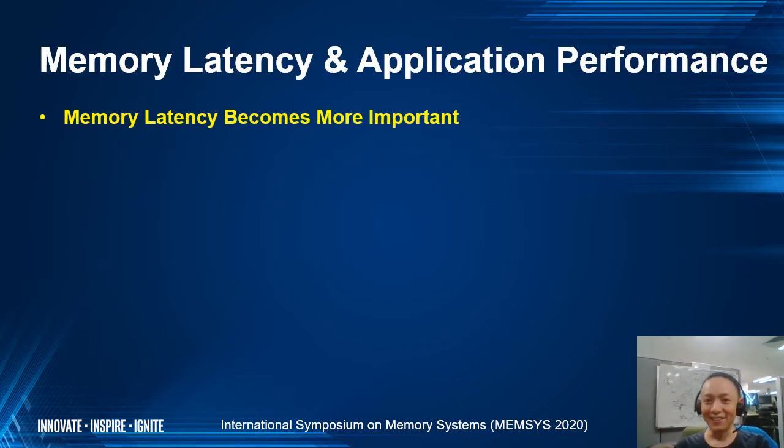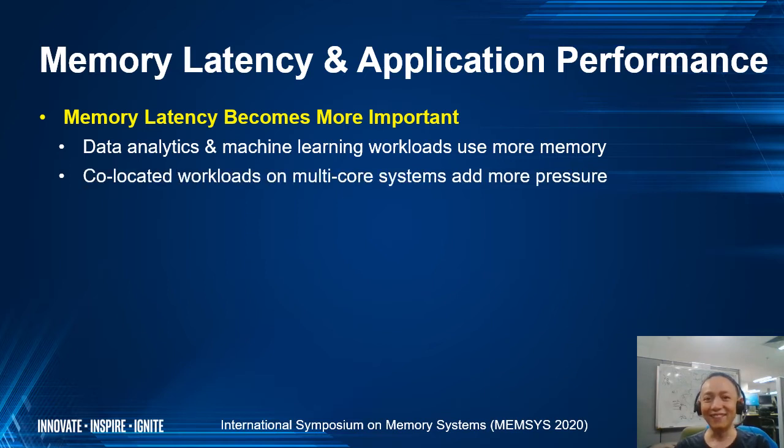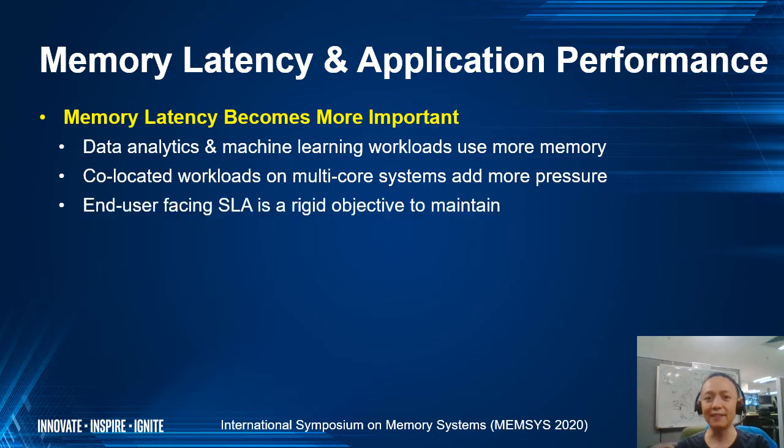While memory latency is not a new topic for application performance tuning, today it becomes even more important. For example, modern data analytics and machine learning workloads rely on larger data sets and therefore use more memory. The increasing core number on a server provokes more applications collocated together, exposing mounting pressure to the memory subsystem. For those end-user-facing services, the service level agreement is a rigid objective to sustain, making the impact to application performance an even more important topic.